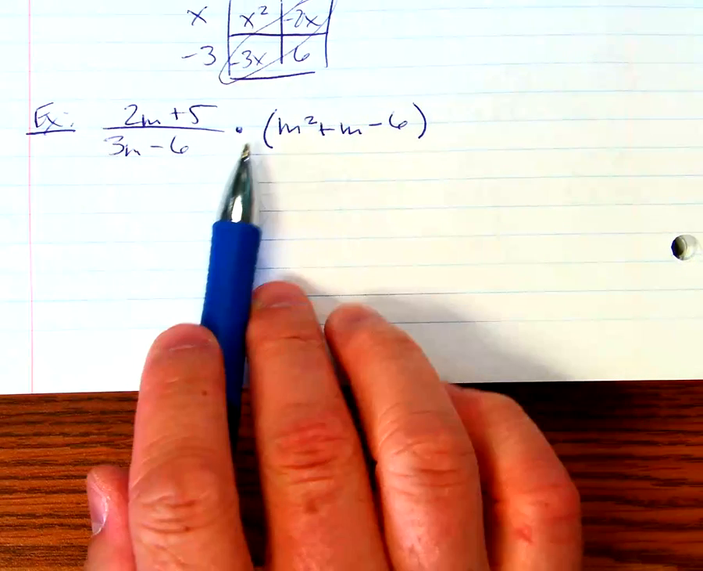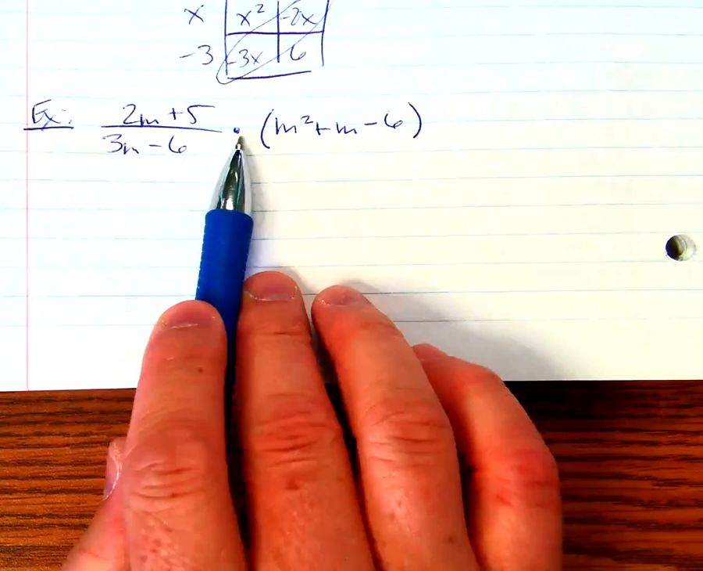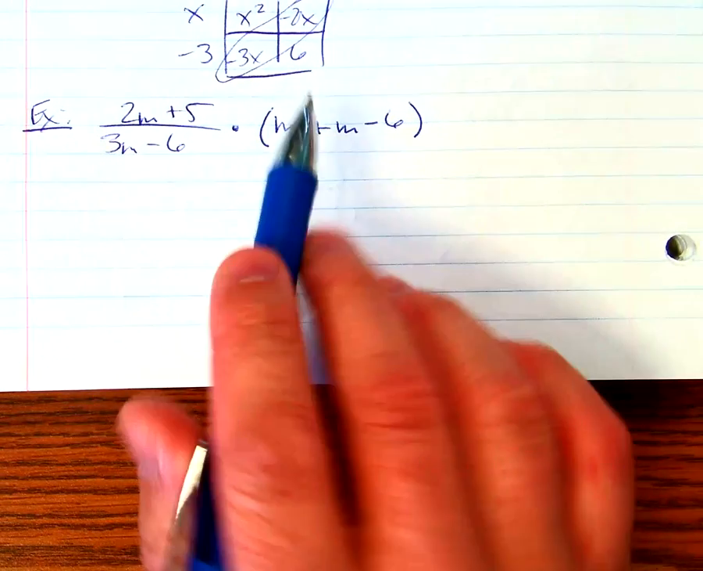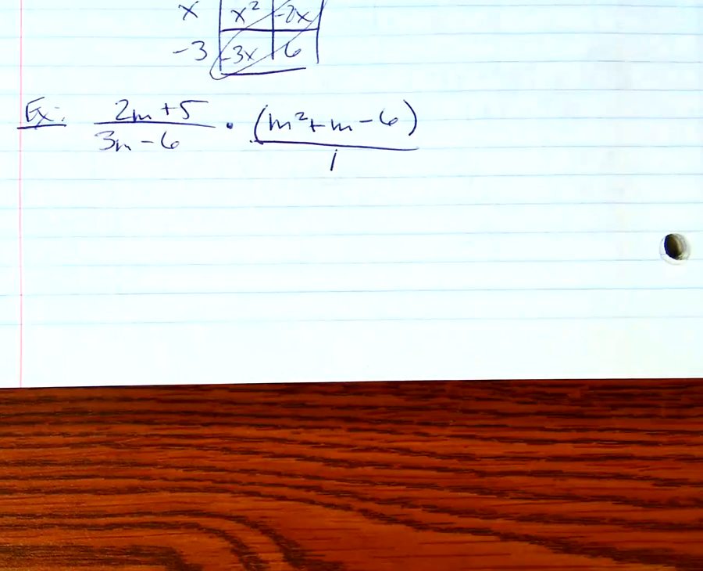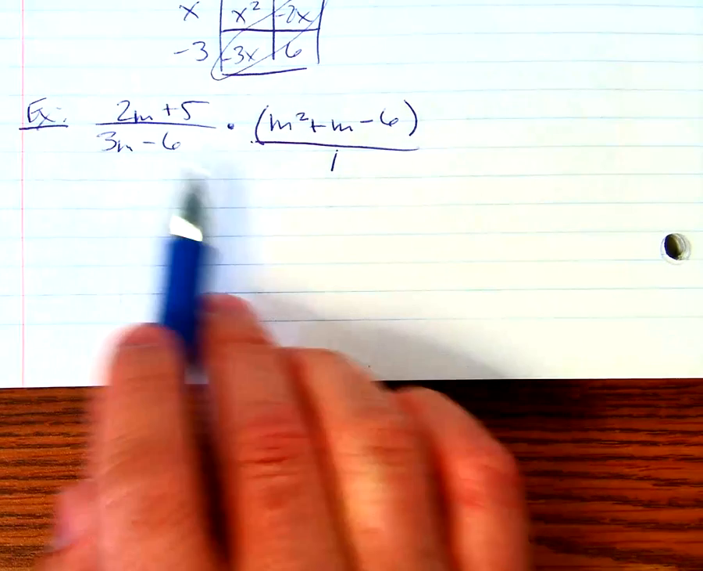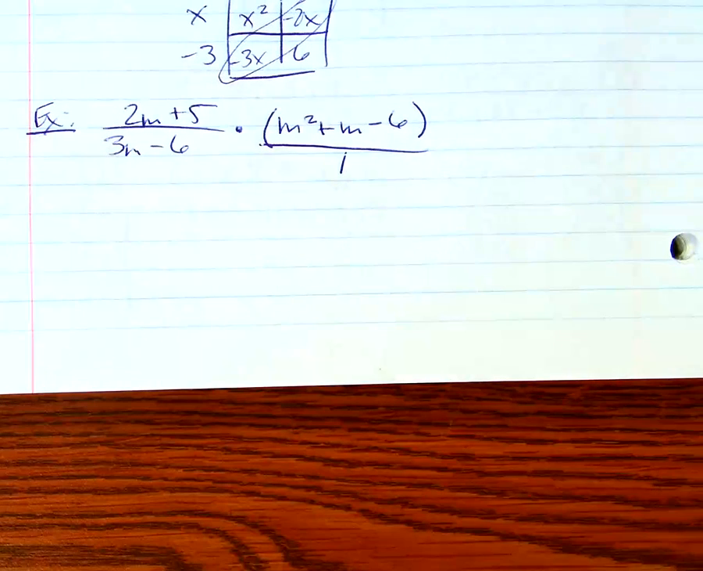This is the exact same thing as saying a fraction times a whole number. So we're going to take this whole polynomial and put it over 1. And by doing that, we've created numerator, denominator, numerator, denominator. So now we follow the same steps we were doing before. So let's do a whole bunch of factoring, cross out whatever we have, and then multiply it all together at the end.